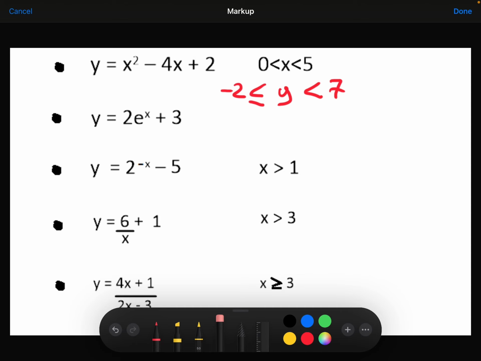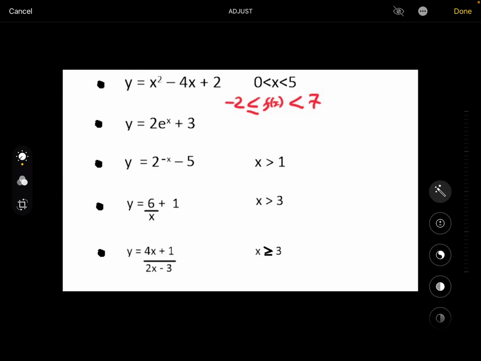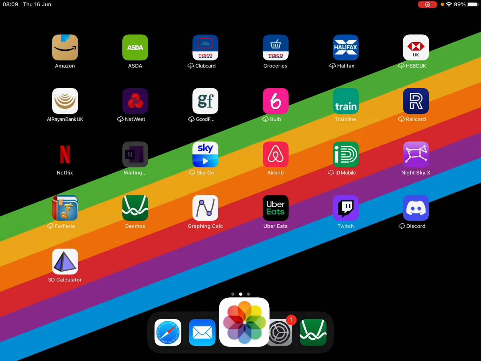So that is how I'm going to leave my answer for the range. You could also, instead of putting y there, put f of x like that. So that's my answer for the first question. Let's have a look at the next one now.